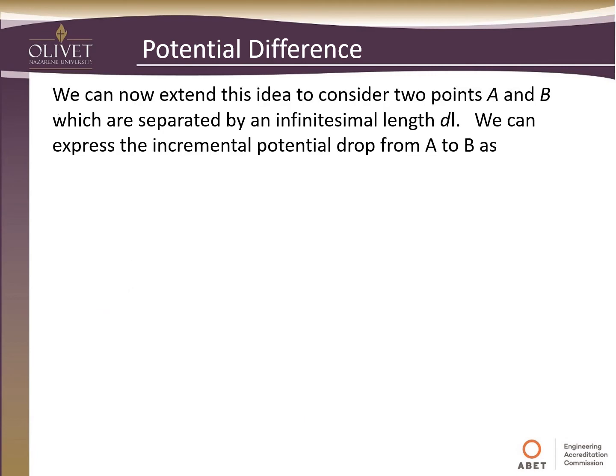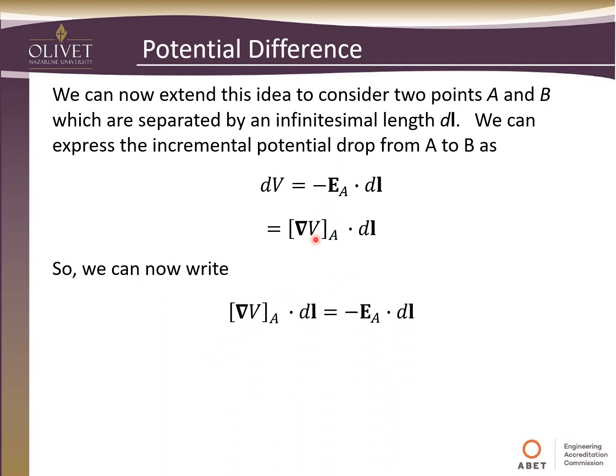So we can now extend this idea to consider 2 points A and B, which are separated by an infinitesimal length dl. We can express this incremental potential drop from A to B, this incremental dV, as equal to the negative electric field at A dotted with that differential length that we have to travel between the surfaces. Well, we know from previous slides that this is also equal to the gradient of the voltage, the potential at that point A, and since they're both equal to dV, we can set these two equal to each other.